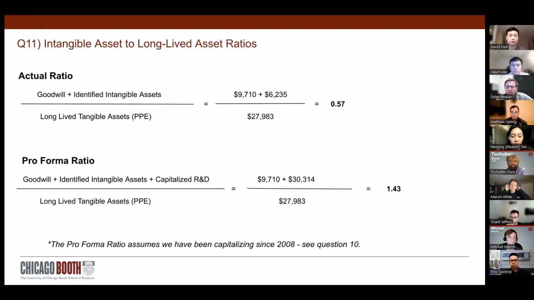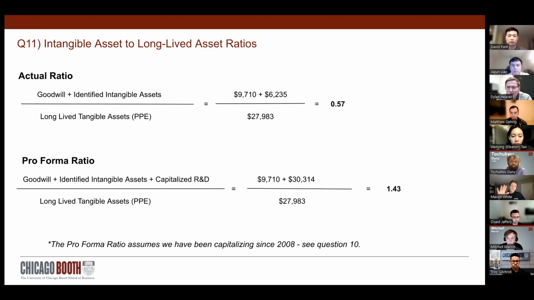We were next asked to calculate the ratio of the intangible assets to the long-lived assets, first in the actual scenario using the reported Intel data, and then to do the same thing for the pro forma scenario where we were capitalizing R&D. A couple of technical notes: when looking at the balance sheet, under the intangible asset class, the only items that we saw were goodwill and the identified intangible assets. And for the long-lived assets, the only item that we thought was pertinent to that category was the PP&E.